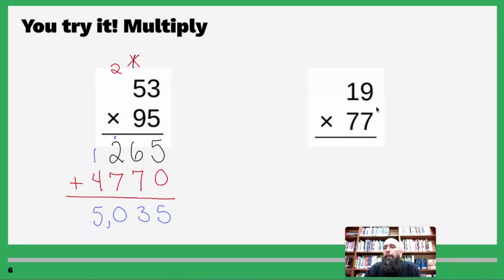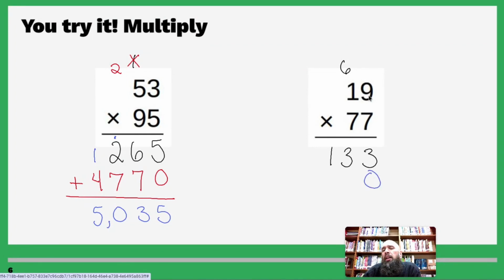Let's do it again. 7 times 9 is 63. So you write out the 3, you carry the 6. Okay? 7 times 1 is 7. 7 plus 6 is 13. Write out the 13. Now we go to the next number, this 7. Don't forget to attach your 0.